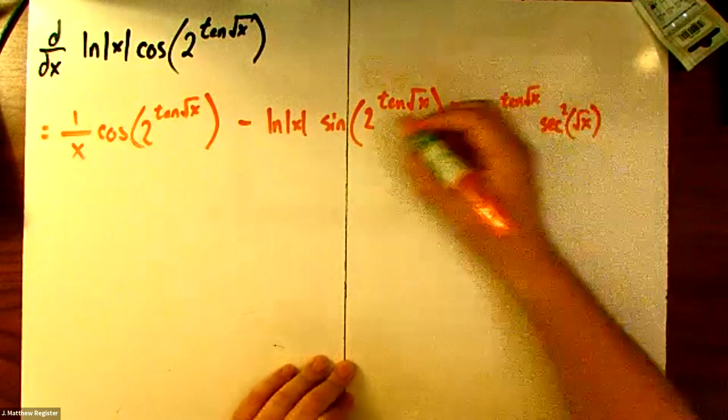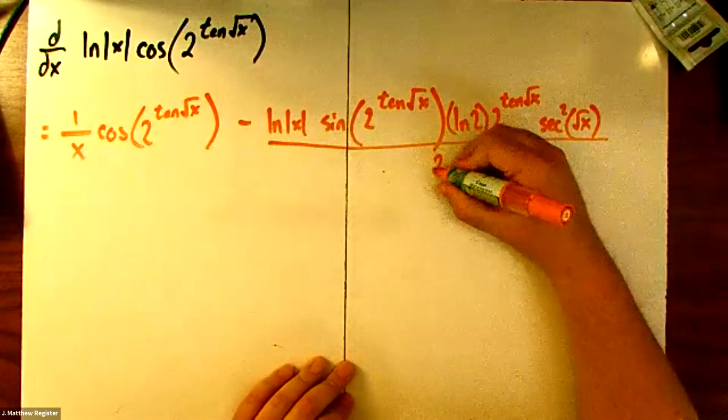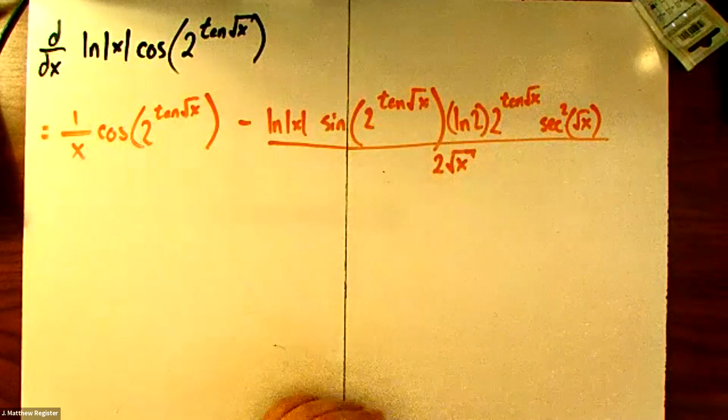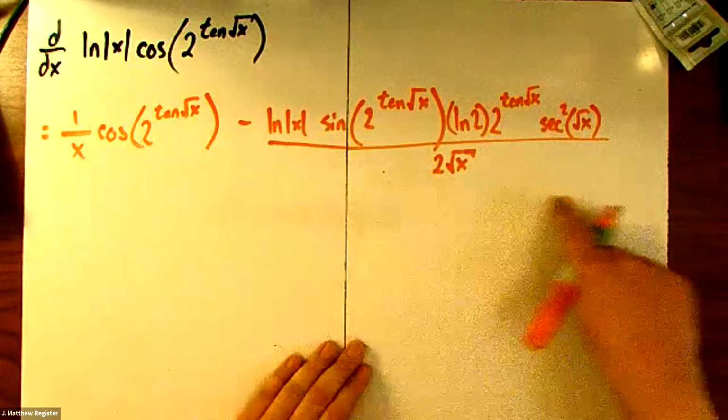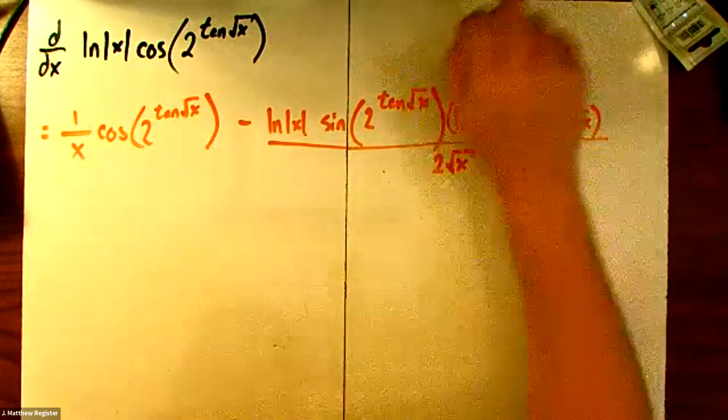of square root of x. And then let's divide this entire thing by 2 square root of x. And so my claim is that this is the derivative. And let's see if I was correct or not.